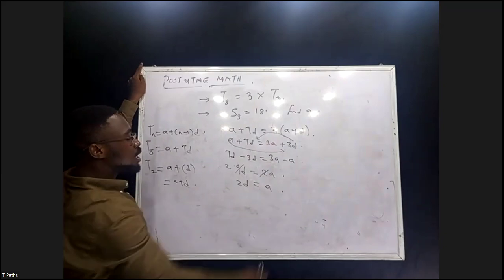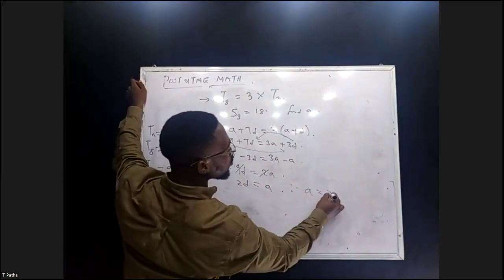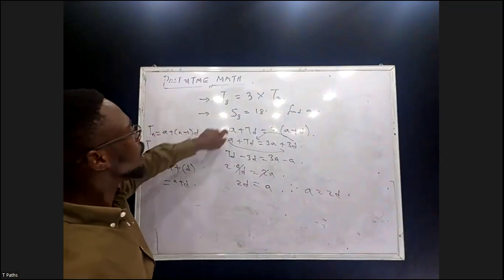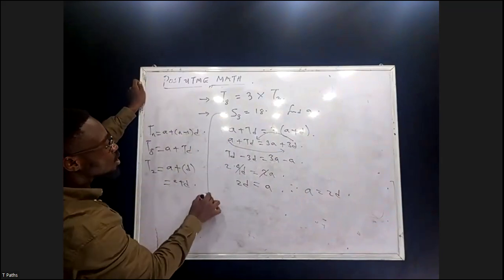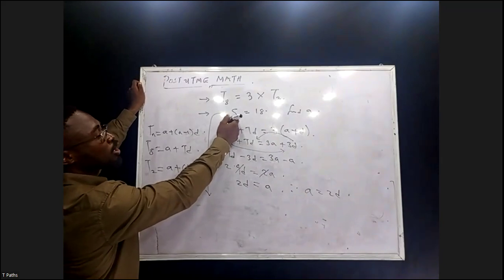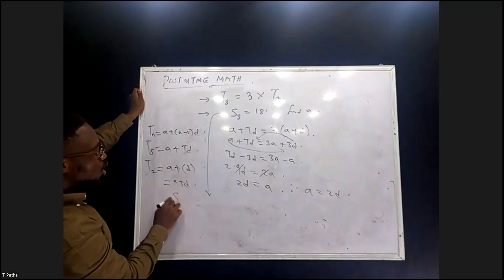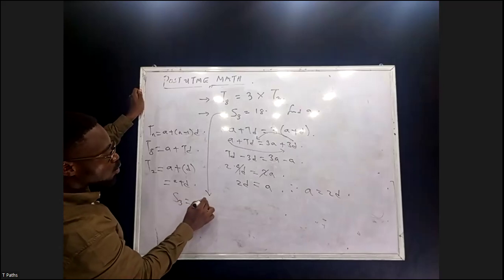So what do I have? 2D equals A, or we just say A equals 2D. But that does not solve our problem. We still come back here. Now, we are told that the sum of the first 3 terms is 18. How do I get the sum of the first 3 terms?